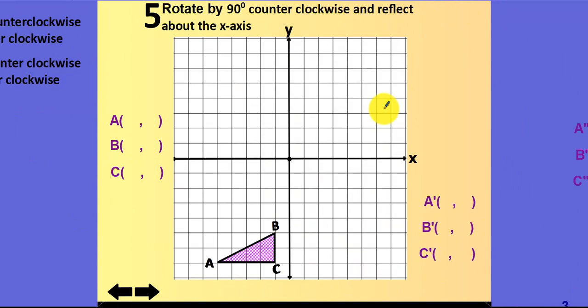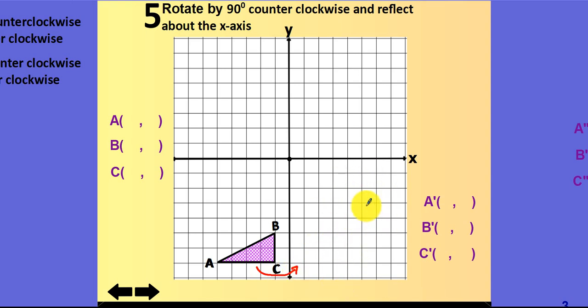Alright, for our next example, I changed the instruction in example number 5. So instead of just rotating by 90 degrees counterclockwise, I added another transformation wherein I will also have to reflect about the x-axis. So first, let's rotate this triangle 90 degrees counterclockwise. So 90 counterclockwise, I have to move 1 quadrant to the right. So the triangle should end up here, third quadrant.